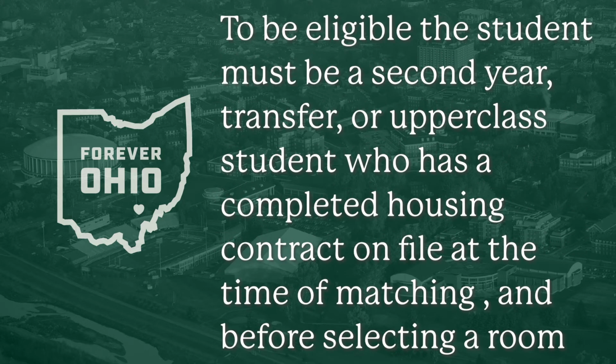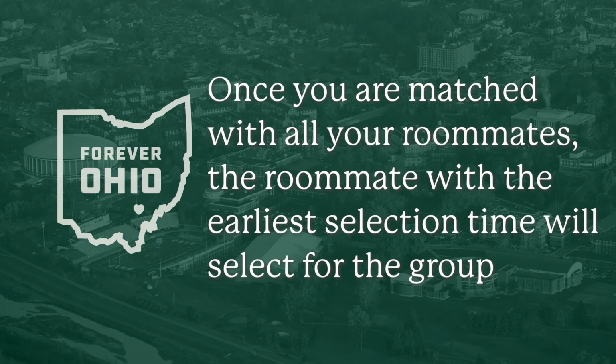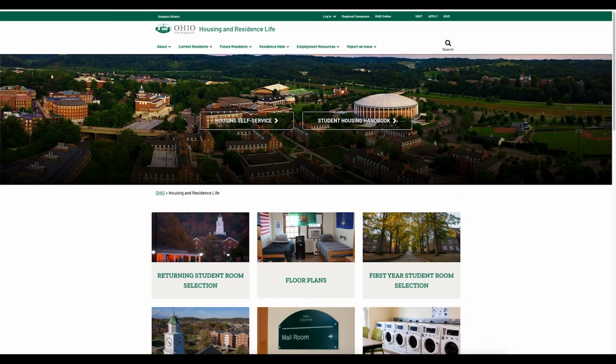To be eligible, the student must be a second-year, transfer, or upper-class student who has a completed housing contract on file at the time of matching and before selecting a room. A video tutorial is available on Housing and Residence Life's YouTube channel on how to successfully match with roommates. Once you've matched with all your roommates, the roommate with the earliest selection time will select for the group. Those are the basic things to know. Now, let's show you how to select a room.